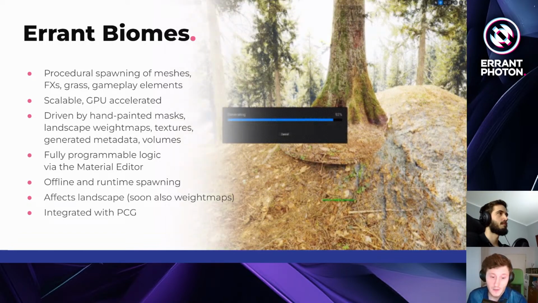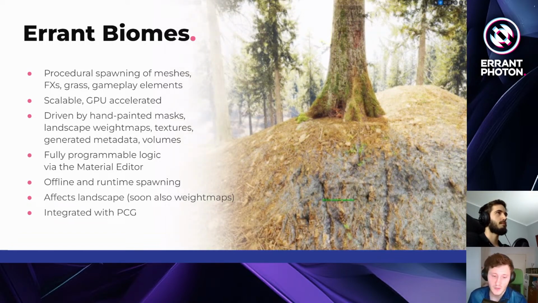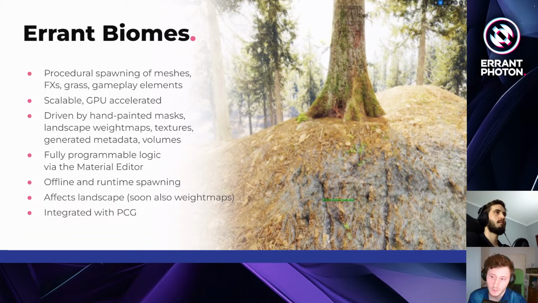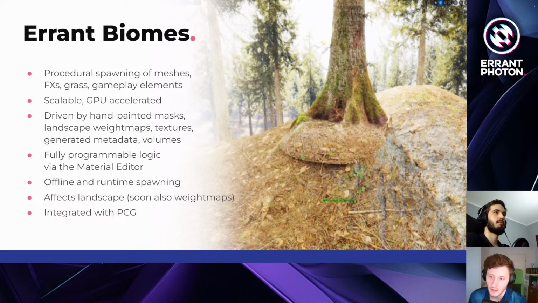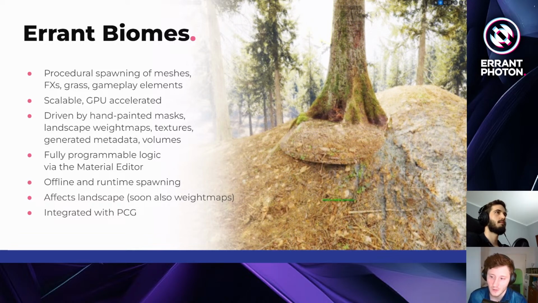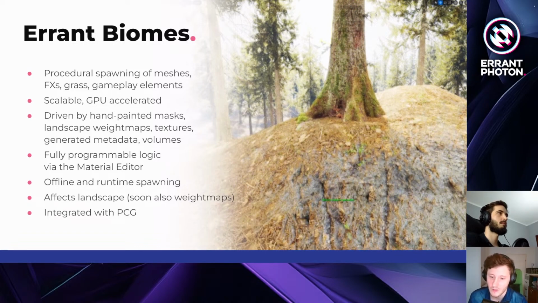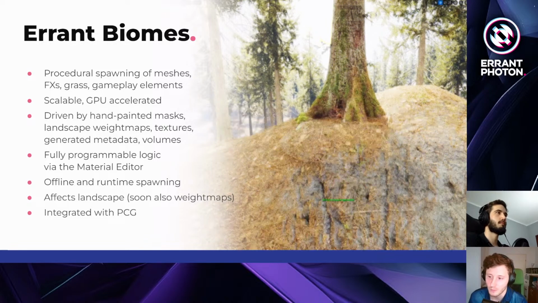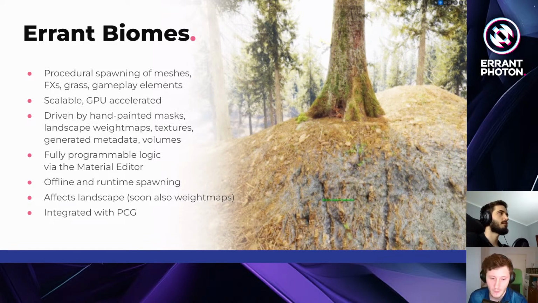And the next thing is that biomes and spawned objects can affect the landscape. As you can see here, sometimes you need to tweak the landscape underneath spawned objects to hide edges, or maybe the shallowness of these meshes. So Errant Biomes can do it for you. Right now we can modify the height, but later this year we will add support for painting weight maps from objects and from subbiomes.